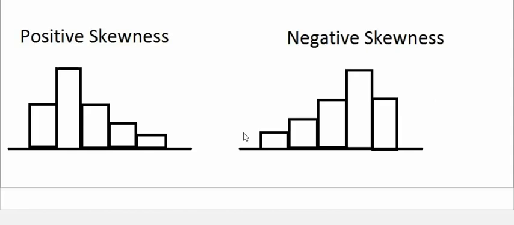So you have to remember that the name isn't telling you the side that it peaks on, it's telling you the side that the bars trail off toward. So if it trails off toward the right, positive. If it trails off toward the left, negative. And it's very easy to get these switched around. But just keep in mind what I just told you to try to keep them straight.